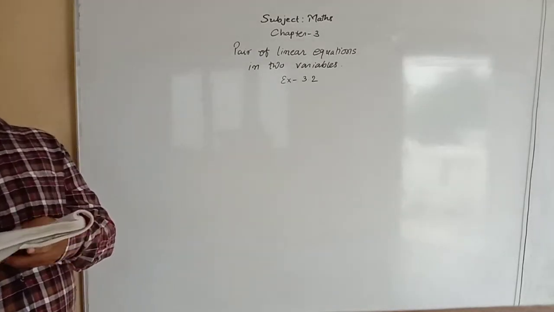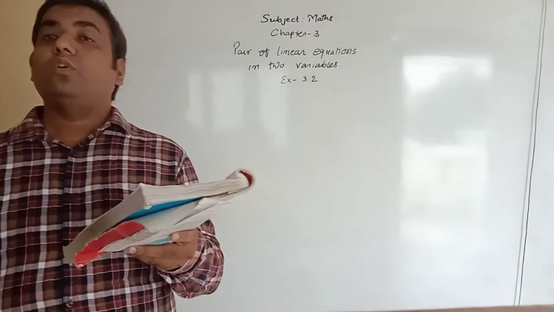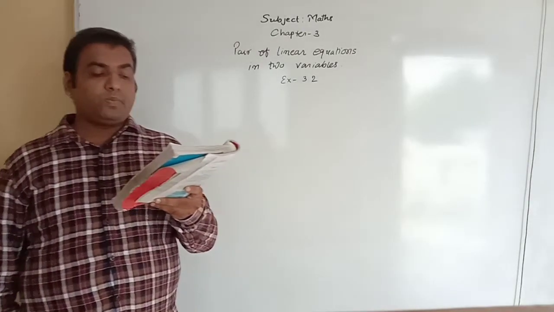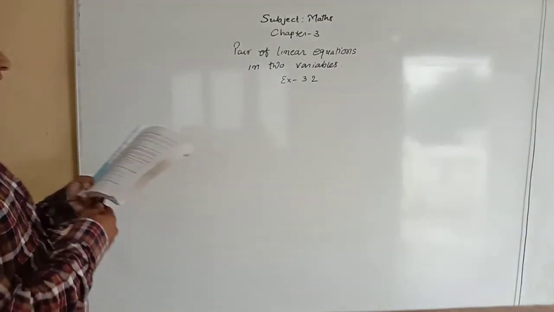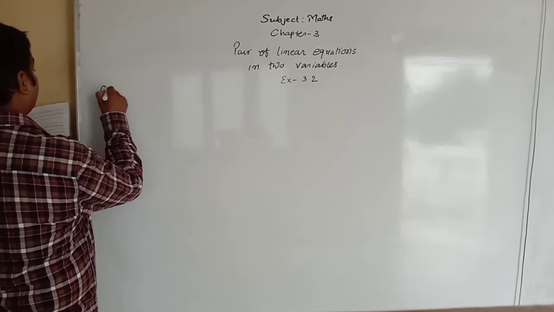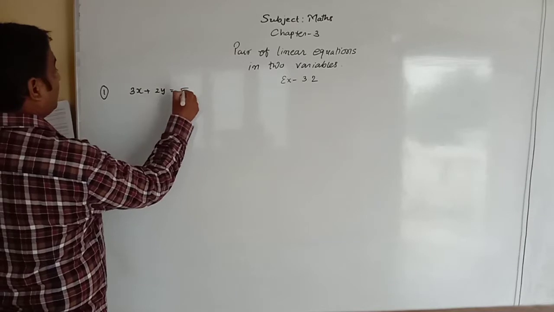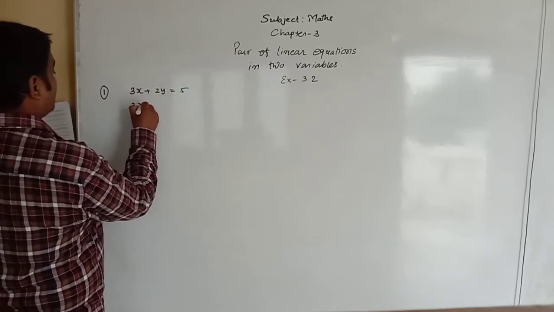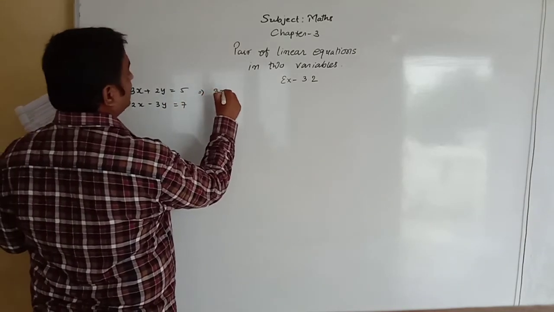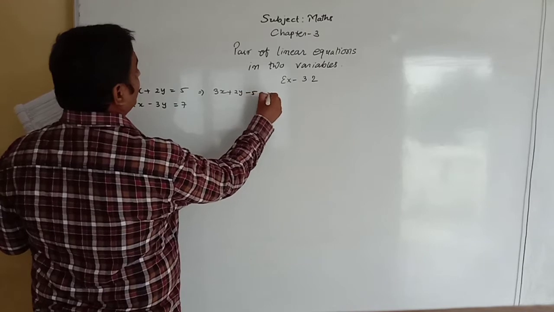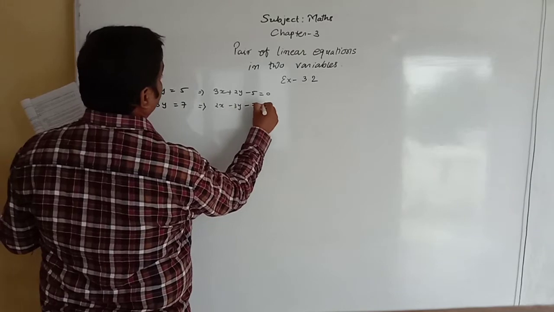Question 3 we have, on comparing the ratios a1 by a2, b1 by b2 and c1 by c2, find out whether the following pairs of linear equations are consistent or inconsistent. So the first question is given: 3x plus 2y equals 5 and 2x minus 3y equals 7. So we write it in the standard form: 3x plus 2y minus 5 equals 0, 2x minus 3y minus 7 equals 0.